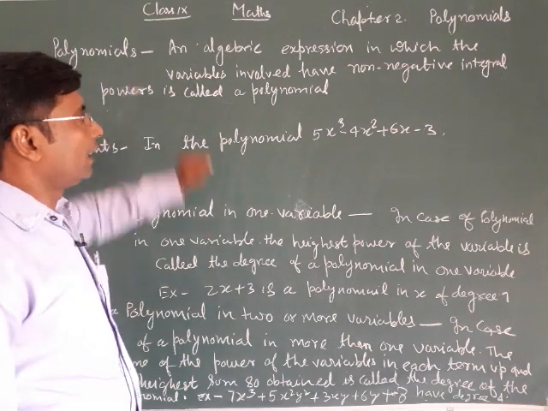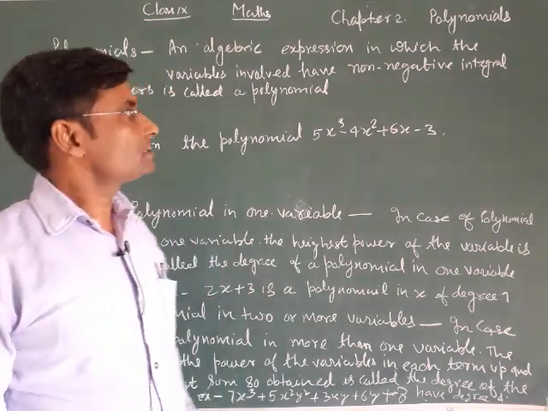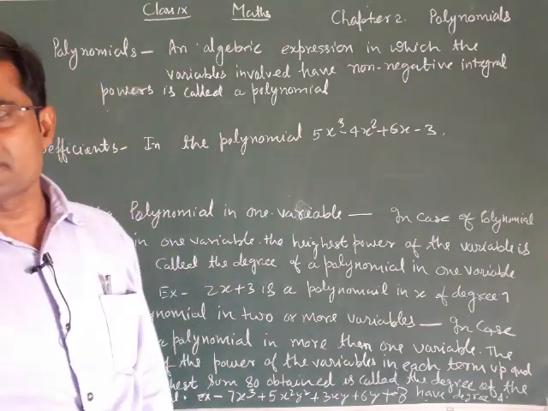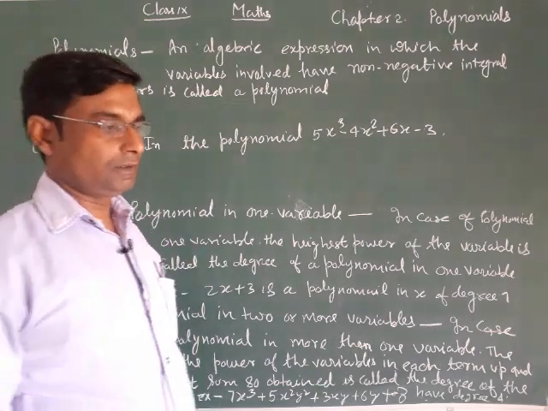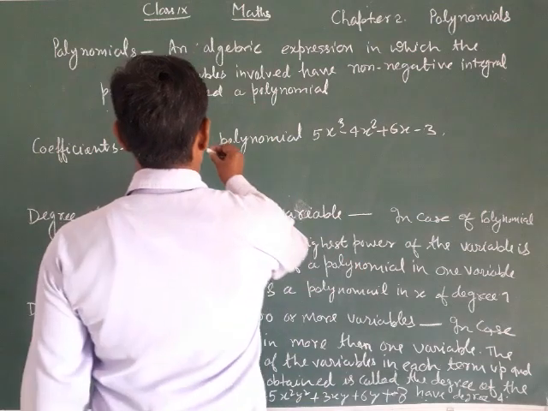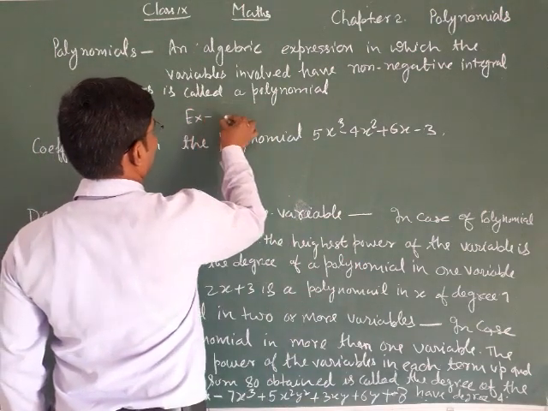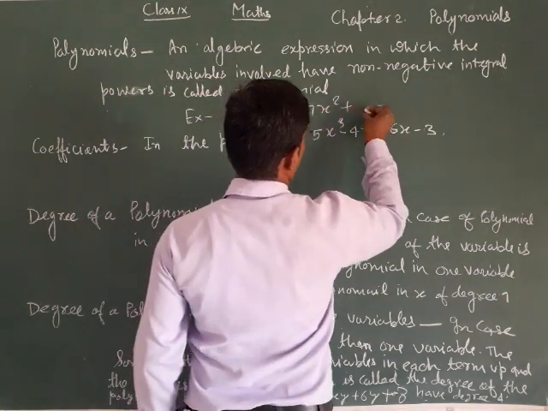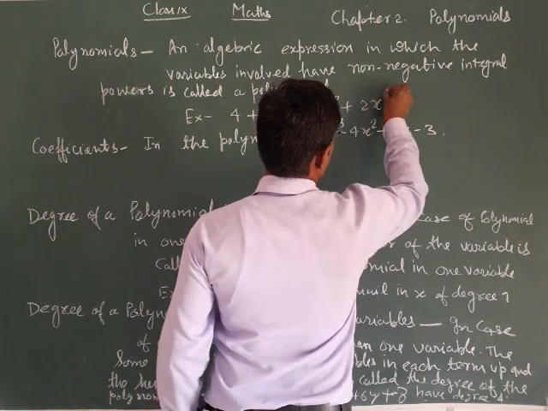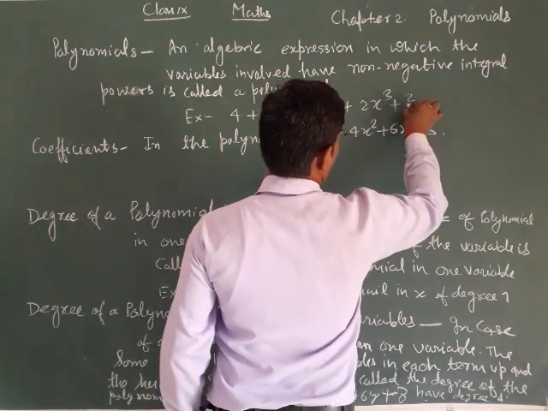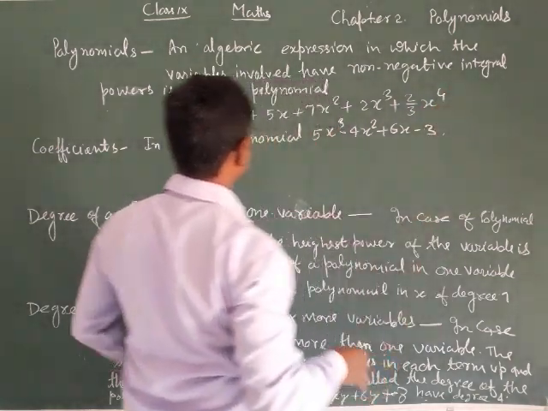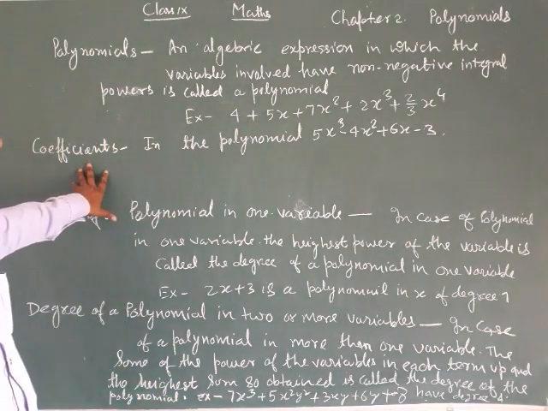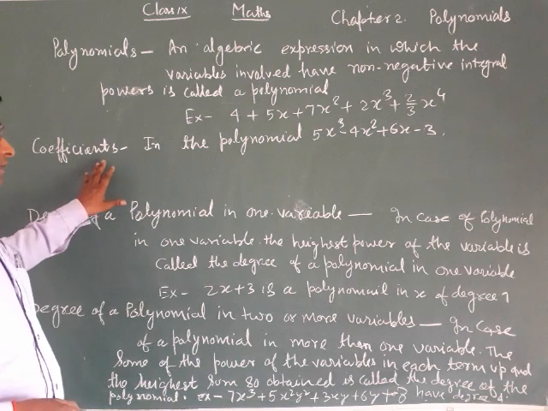Polynomials: an algebraic expression in which the variables involved have non-negative integral powers is called a polynomial. For example, 4 plus 5x plus 7x square plus 2x power 3 plus 2 upon 3 x power 4. These are called polynomials. And coefficient of a polynomial.